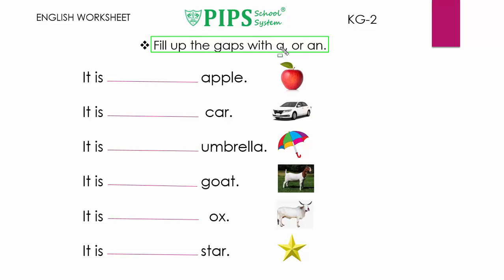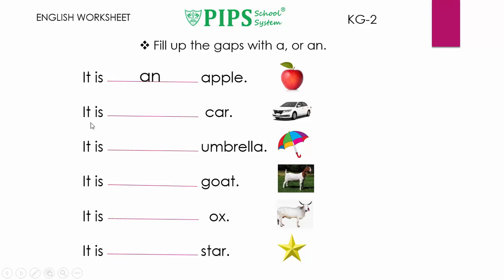So first of all, take your pencil and complete this task with me. Okay students, let's start. The first sentence is, it is dash apple. You can see the initial letter of apple is A and A is a vowel letter. Now we will write article an in the empty space like this. So the sentence is, it is an apple.